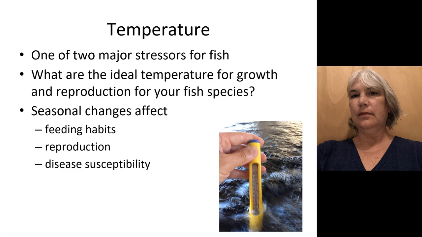Temperature is actually a major stressor to fish. And it's not the temperature itself, but it's the sudden change from warm to cold, cold to warm. So you want to know the ideal temperature for the growth and reproduction of your specific fish species, or even an aquatic animal if you're not even doing fish. Along with that, you should realize what the seasonal changes are and how they can affect how they're eating, when they reproduce, and some diseases are more prevalent during certain temperatures, certain times of the year.